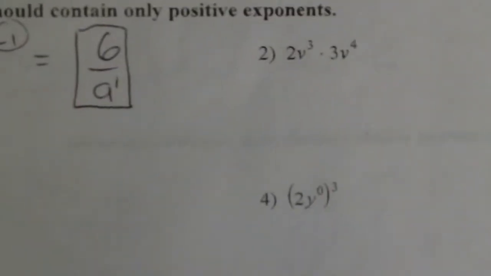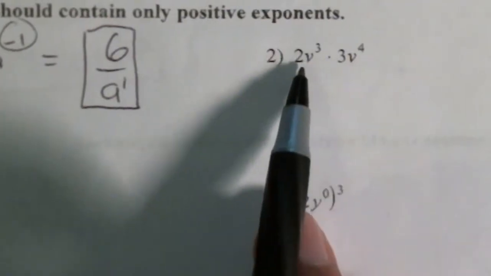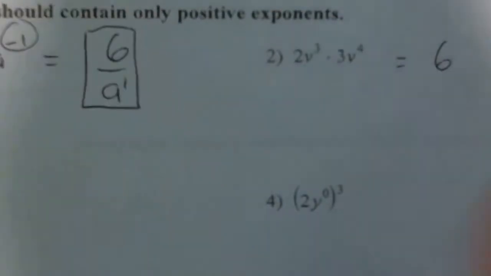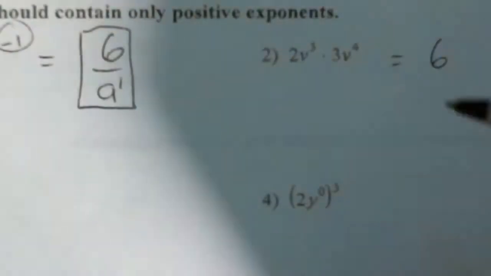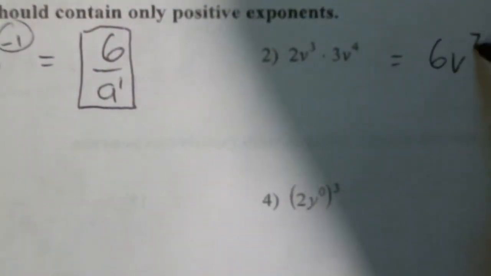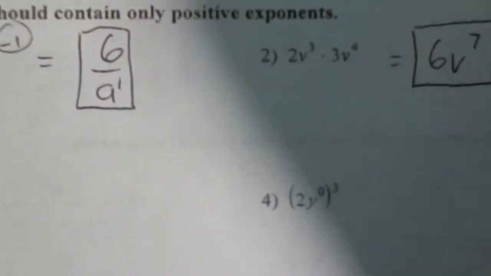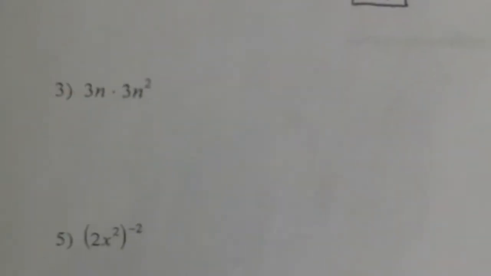Okay, move on to the next one. Signs, coefficients, variables, no negatives. Coefficients, 2 times 3 is 6. Variables, add the exponents. That's the product rule. 3 plus 4 is 7. So I get 6 t to the 7. I'm not going to check that. You guys can check that one.